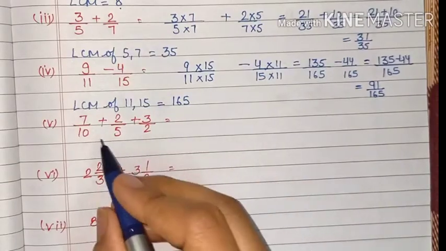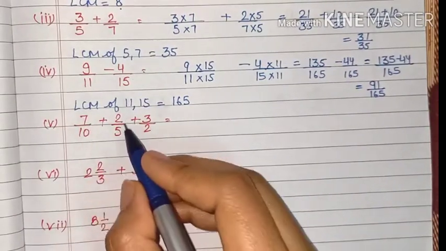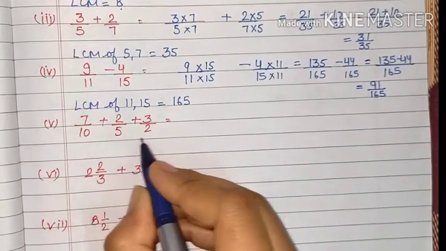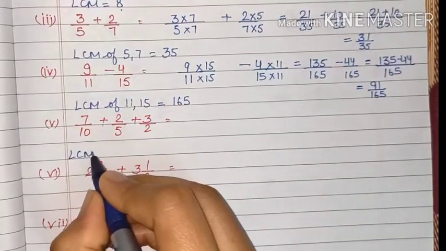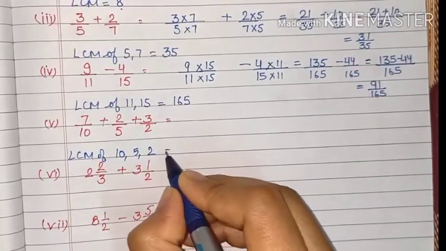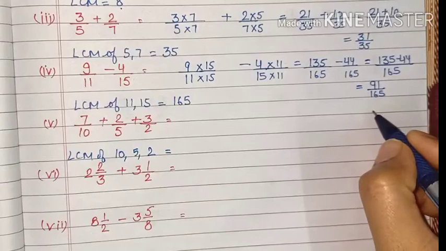Now the next part is 7 upon 10 plus 2 upon 5 plus 3 upon 2. So here first of all we will find the LCM of the denominators 10, 5 and 2. For that we can opt for one method.